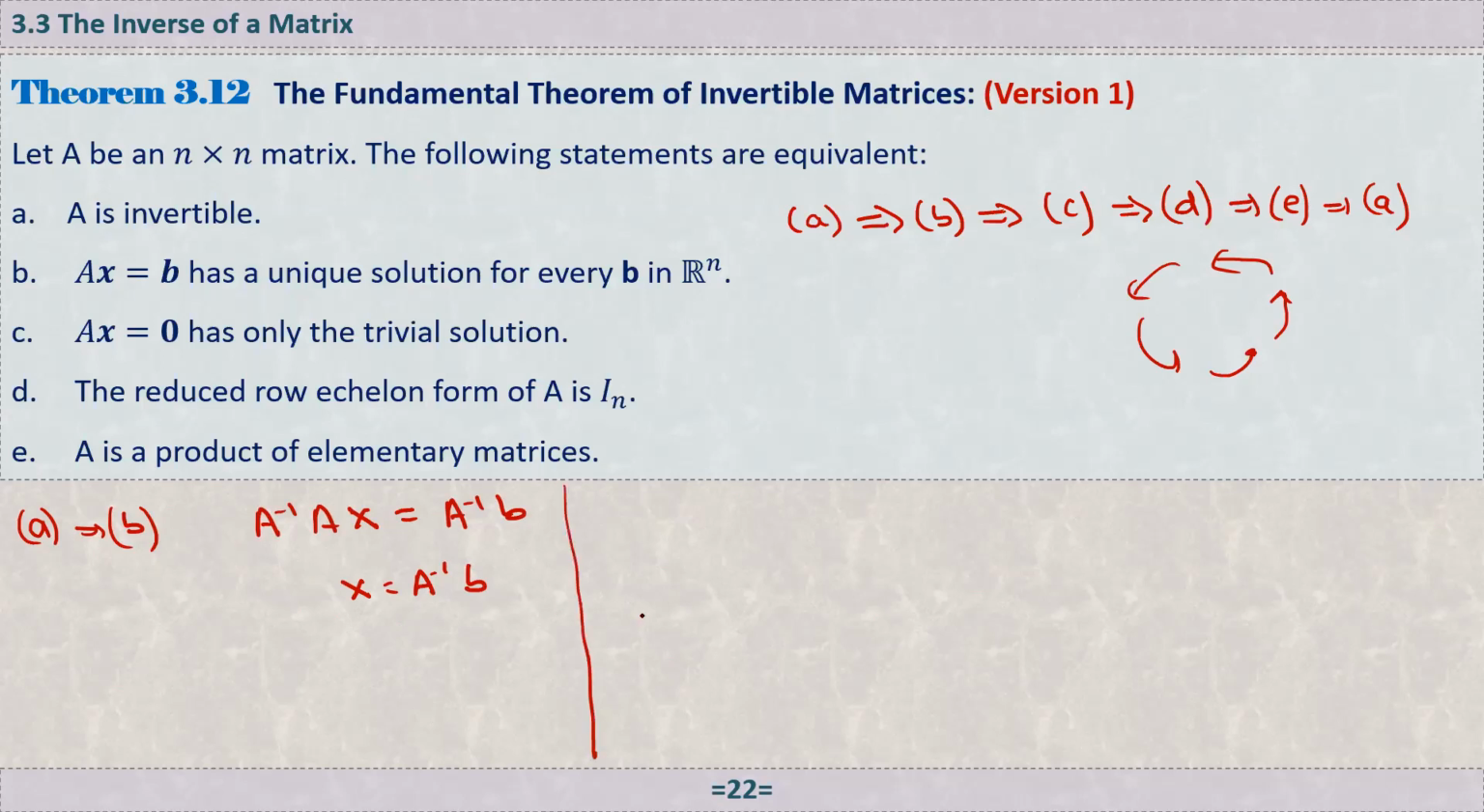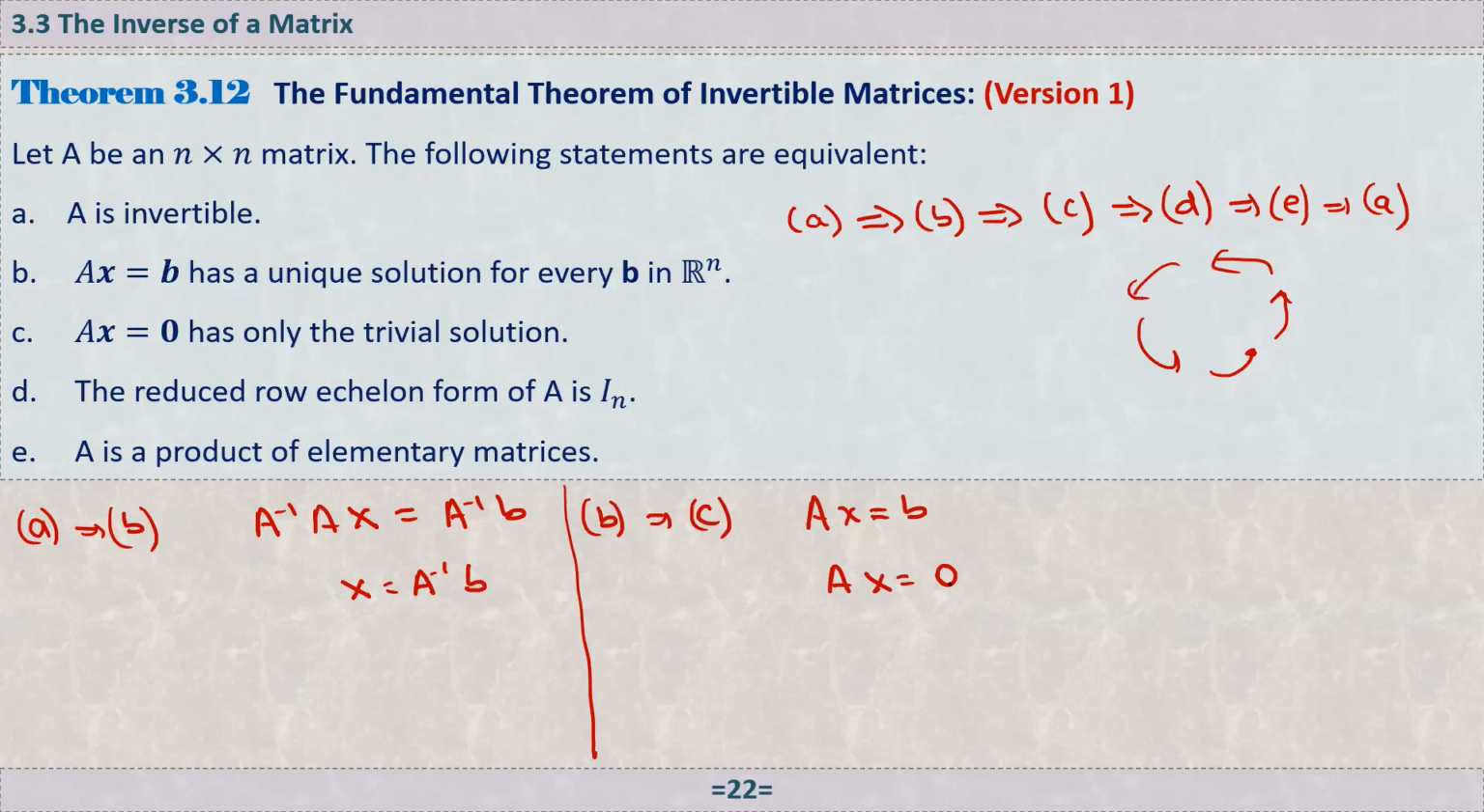Now, the second part is, now I assume that B is true. If B is true, how can we show that C is also true? Assume that AX equals B has a unique solution for any B in Rn. For example, AX equals B has a unique solution. Because B can be anything, we don't have any restriction. I'm not saying that B is any kind of special vector here.